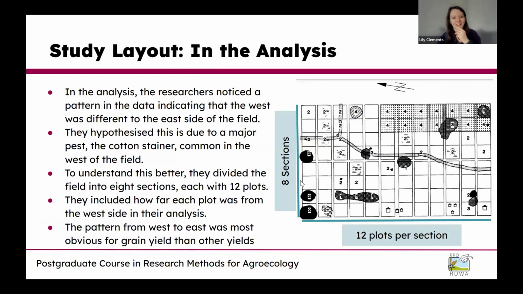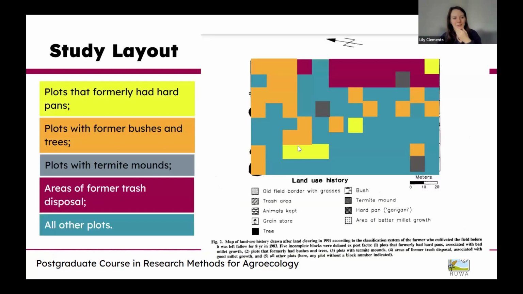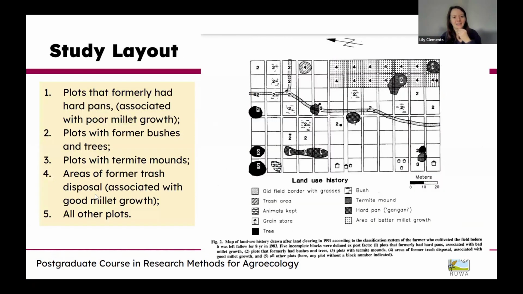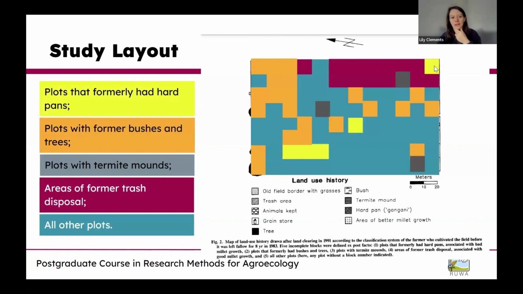I didn't actually plan to say this, but I'm not sure what we will find here. Remember we saw areas of former trash disposal to be associated with good growth, and hard pans to be associated with bad growth. Well, let's just remember that this top right one is associated with bad growth, and these ones here are associated with good growth.